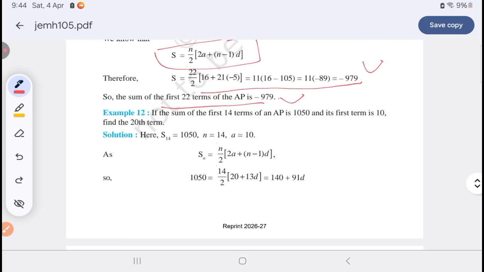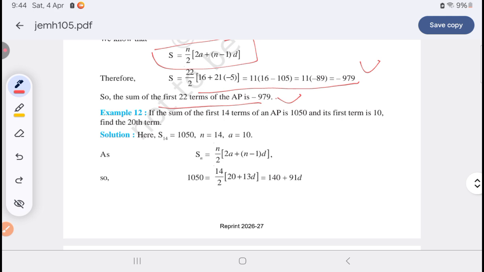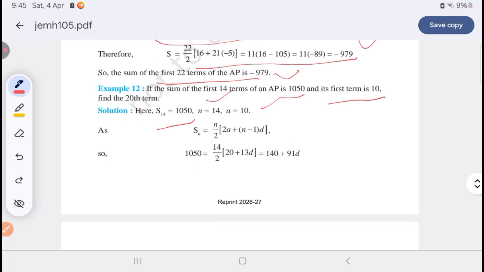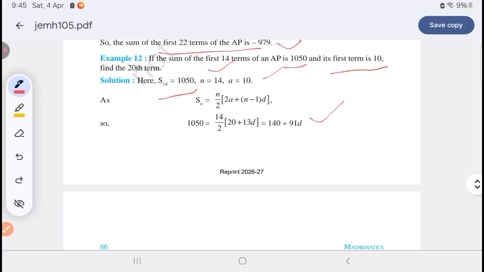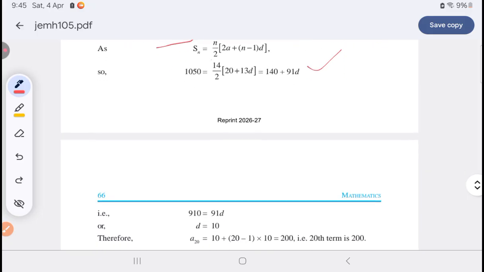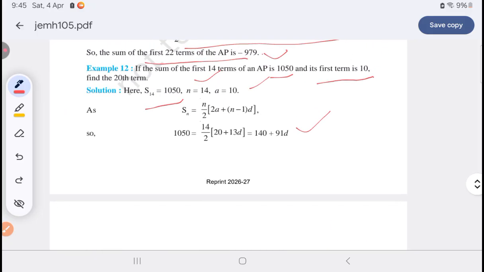If the sum of the first 14 terms is 1050 and its first term is 10, find the 20th term. So here S14 is given as this one. So n is 14, a is equal to 10. From this you can find the difference. Once you know the difference and you know the first term, you can find the 20th term.